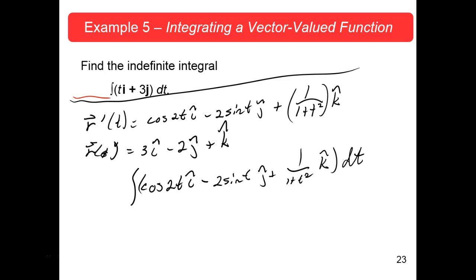All right, do what it says. Can you integrate as you go, or do you need to break it up? We can do it as we go. Okay, what would the first one be? Yep, sine 2t over 2. It's the reverse of the chain rule. Remember? Chain rule would multiply by 2, you divide by 2. i.